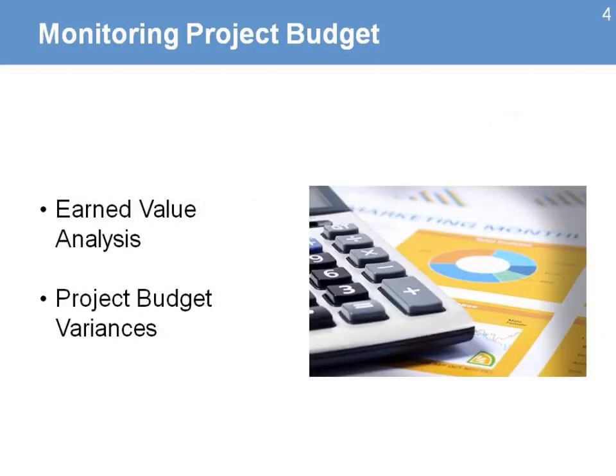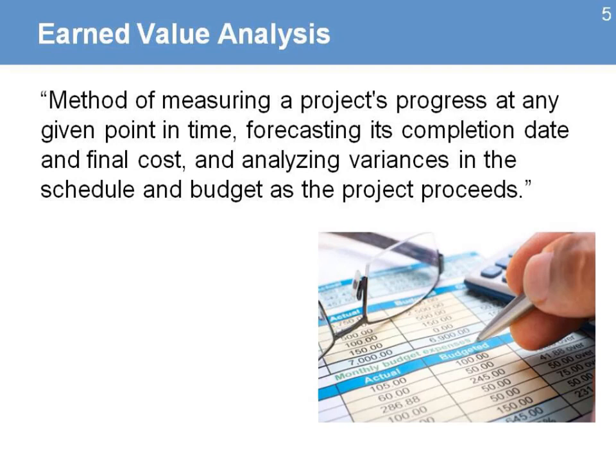For that, we're going to look at earned value analysis, and then we're going to discuss some of the variances between what was planned and what actually happened in the project. Earned value analysis, here's a definition, is the method of measuring a project's progress at any given point in time, forecasting its completion date and final cost, and analyzing variances in the schedule and budget as the project proceeds.